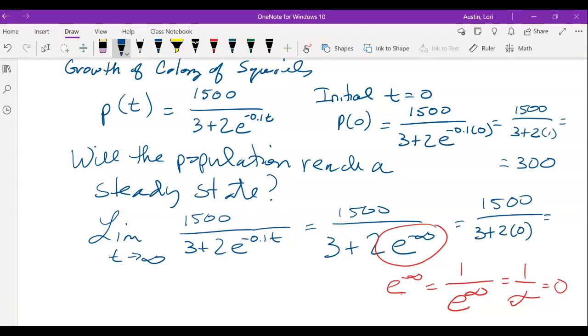All of a sudden, a problem that looked kind of hard because it had an e in it wasn't that hard. Because now, I can even do this one without a calculator. It's 2 times 0 is 0. What's 1,500 divided by 3?